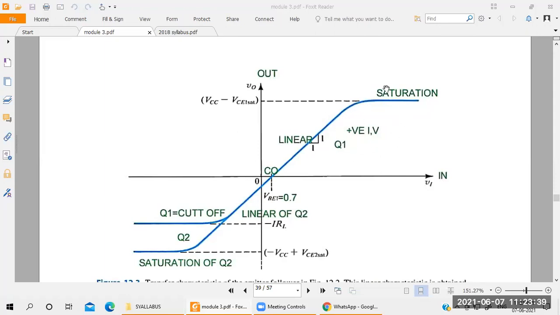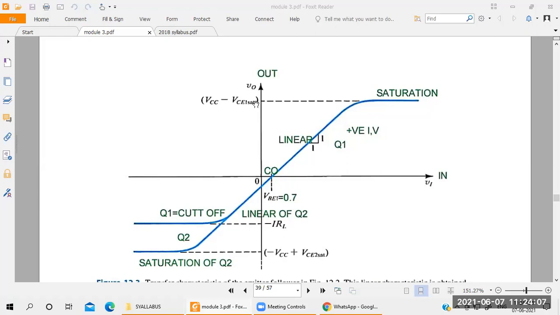When Q1 is in saturation condition, you get a maximum current that is in constant mode. So Q1 in saturation means we'll get a maximum current. I've taken two conditions for the positive: one is on condition, the second one is saturation condition. So in this condition, what is the output voltage? The maximum output voltage here is plus VCC minus VCE saturation 1. This is the output voltage level.